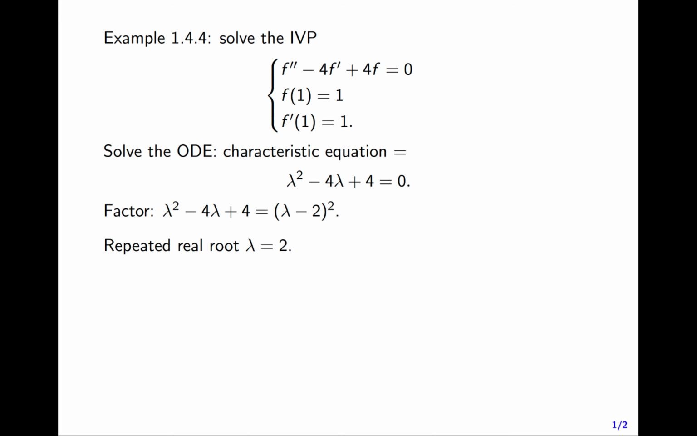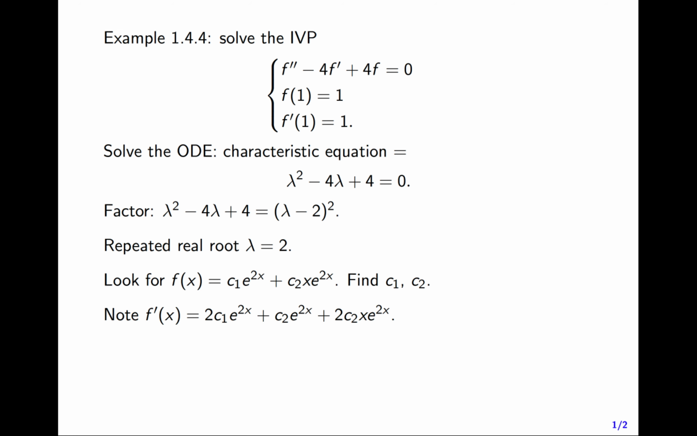So I know, having gone through the lecture notes already, that I should look for f in the form f of x equals c1 times e to the 2x plus c2 times x e to the 2x, where I have to figure out c1 and c2 from my initial conditions. This extra term x e to the 2x is, of course, characteristic of a repeated real root.